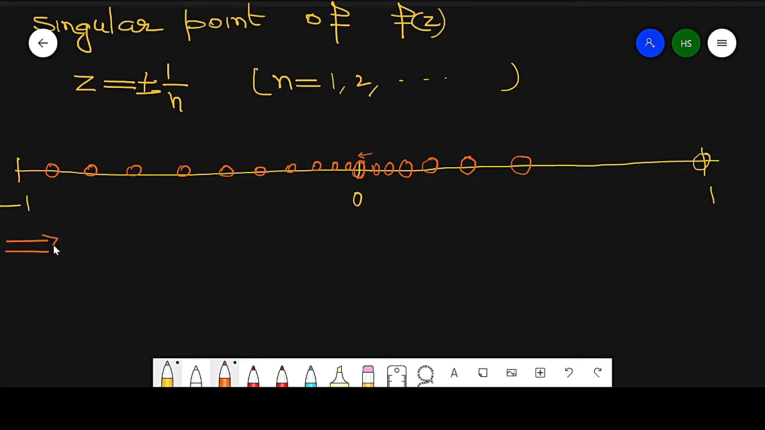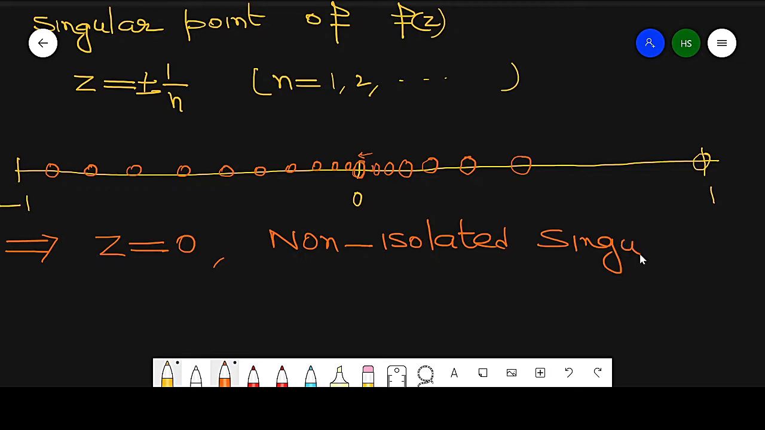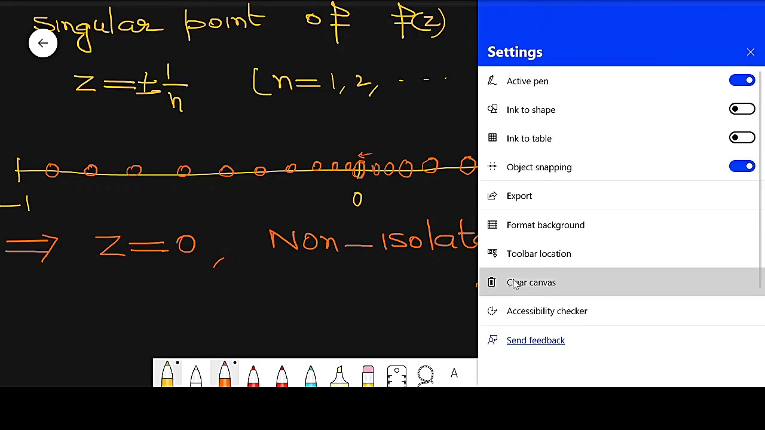So here z equal to 0 is a non-isolated singular point of function f(z), because in the neighborhood of the origin, there are infinitely many singular points. That's why it is a non-isolated singularity. Now, we will discuss the third example.